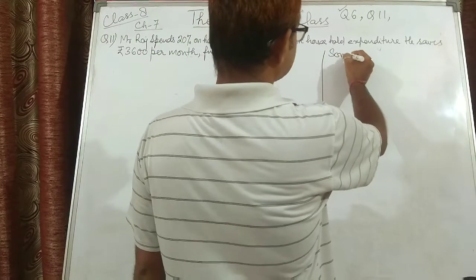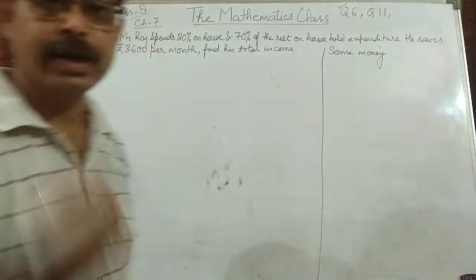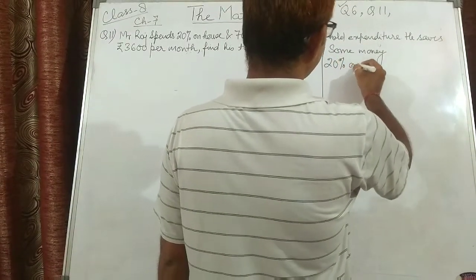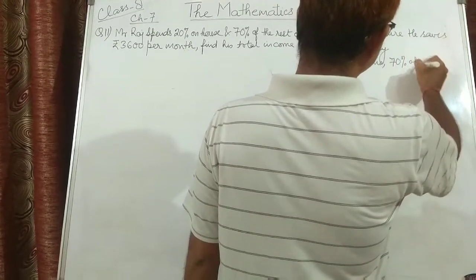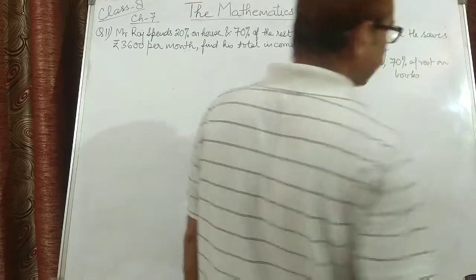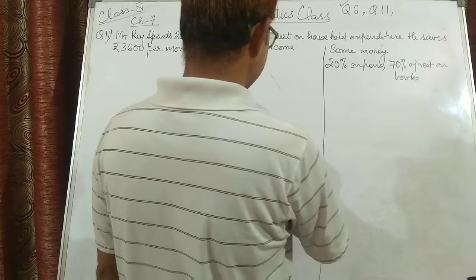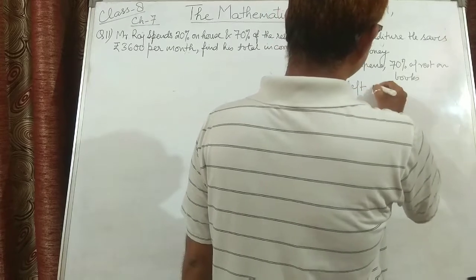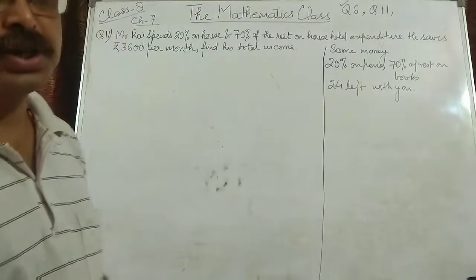Suppose you have some money, out of which you spend 20% on pens and 70% of the rest on books, and still you have 24 left with you. How much money did you initially have?